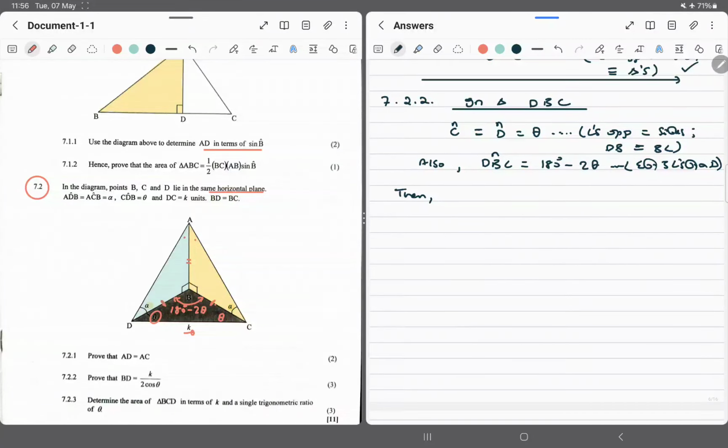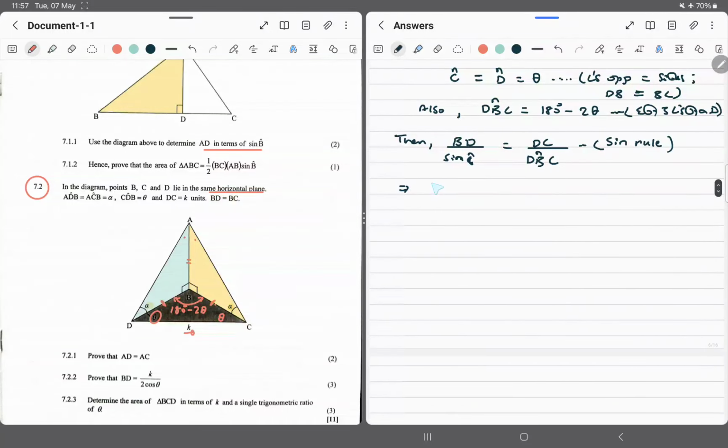Now that we know what we know, what do we want? We want BD. So we can say sine rule. BD over sine of the angle opposite that, which is C. Is going to be equal to DC, which we want to use, over the angle opposite that, which is DBC. Why is that? This is the sine rule.